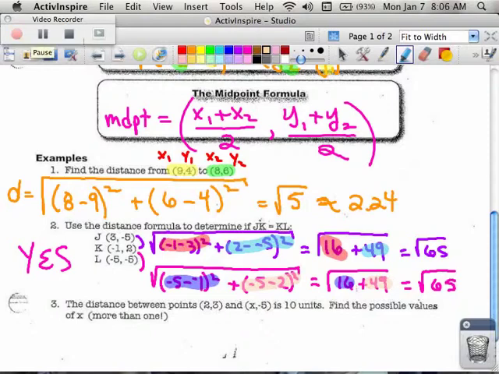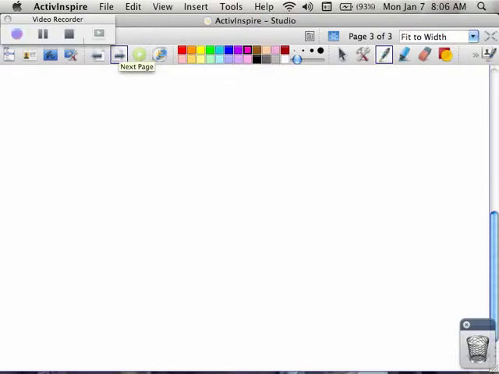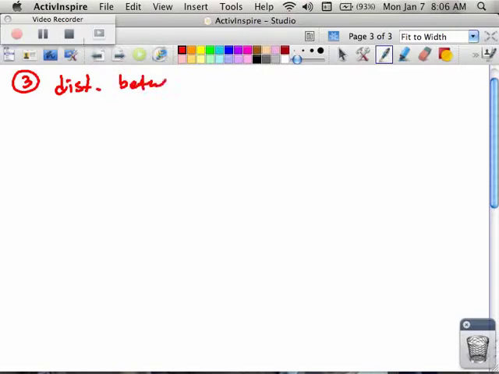Number 3 doesn't really give me a lot of room, so I'm going to open up a new page here. I'll do number 3 on that page. So in number 3, it tells us the distance between (2, 3) and (x, negative 5) is 10. Is that negative 5? Yeah, negative 5, thank you. And they want us to find x.